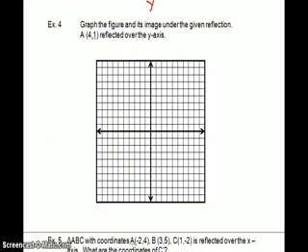Alright, this time we're going to reflect over the y-axis, and we've got, starting with A, 4, 1. This time the y-axis is this one here, so we're going over 4 to the right, so we're going to go over 4 to the left. This is A, and this is A prime.